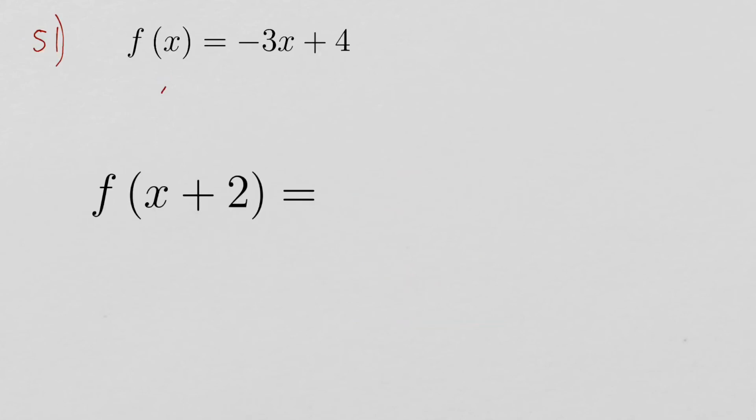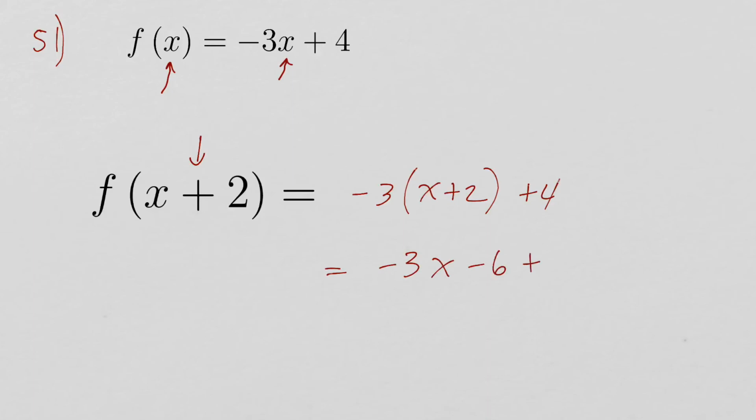Okay, everywhere we see x, we're going to plug in an x plus 2. So this is going to be -3 times (x plus 2) plus 4, which will be negative 3x minus 6 plus 4, which will be negative 3x minus 2.